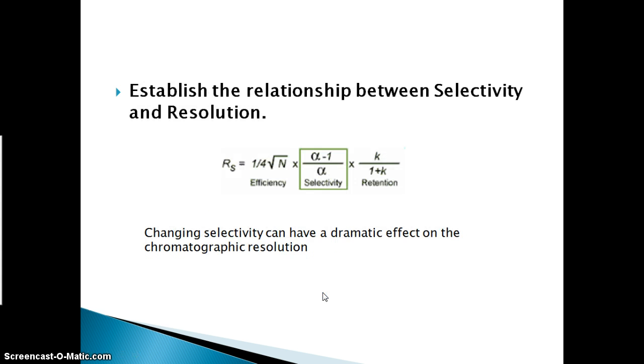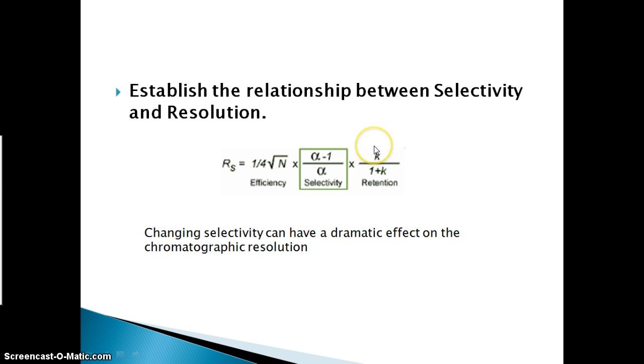The second learning objective asks us to establish the relationship between selectivity and resolution. So as you can see in this equation right here, selectivity is a factor that affects resolution, another factor being efficiency and also retention. So changing selectivity can have a dramatic effect on the chromatographic resolution.